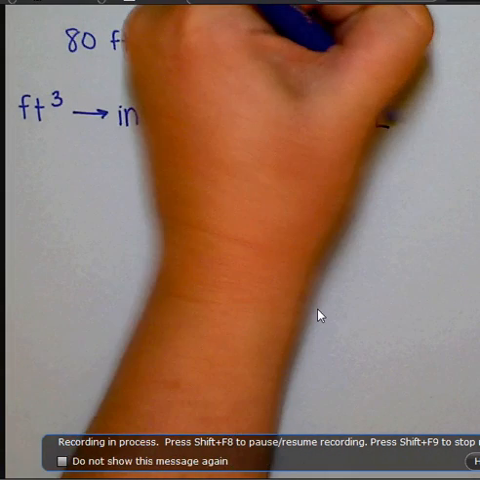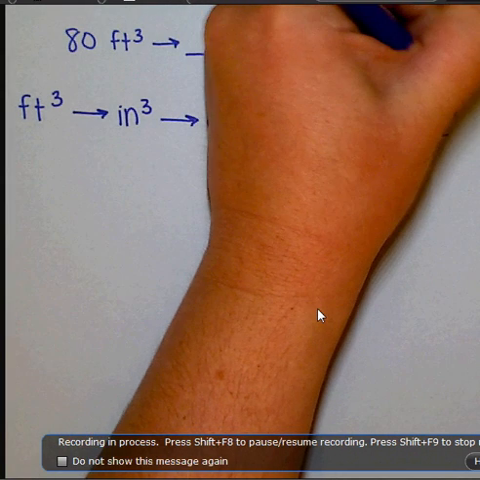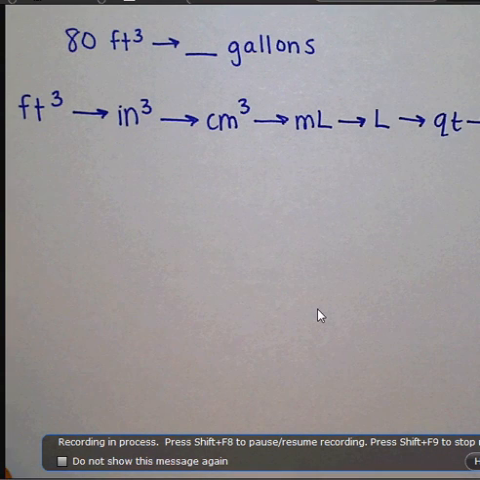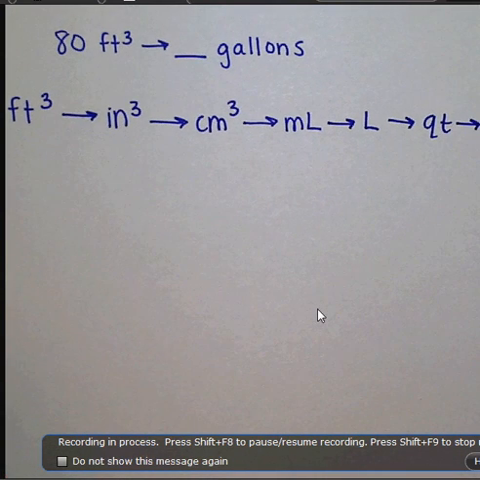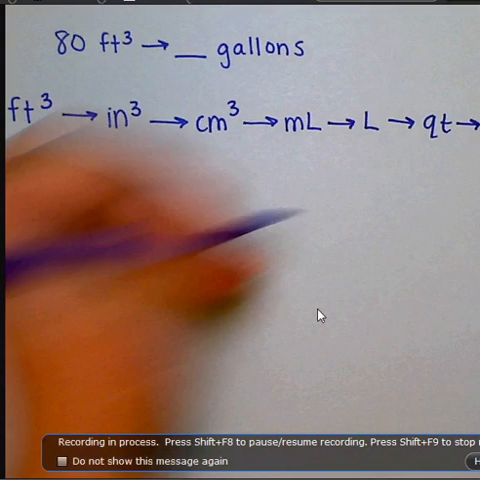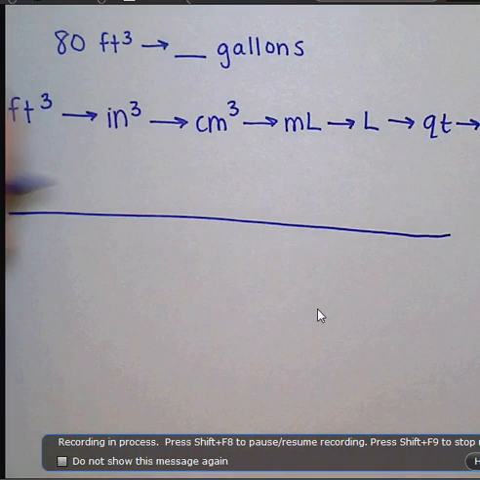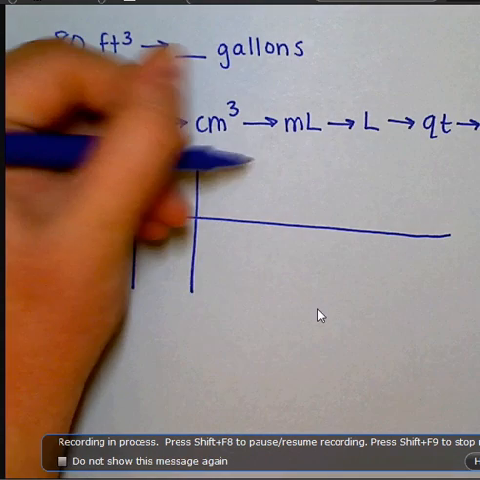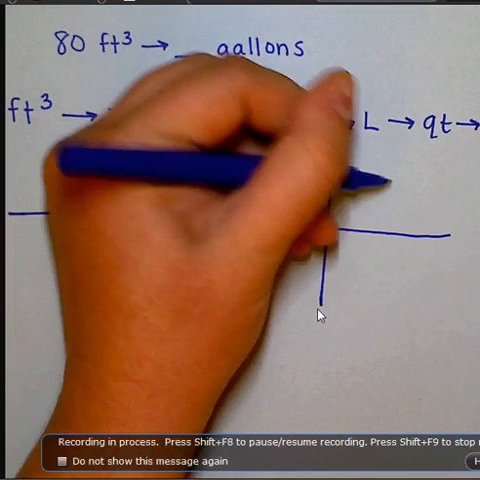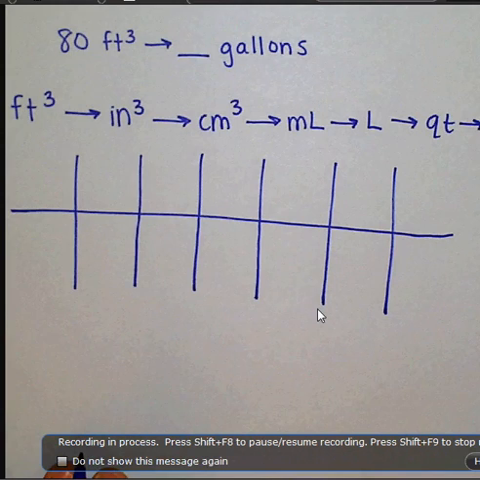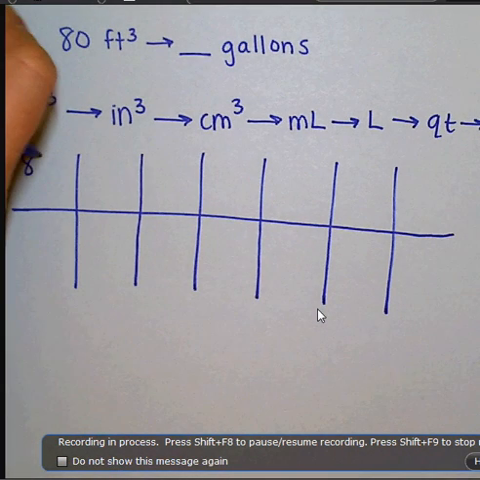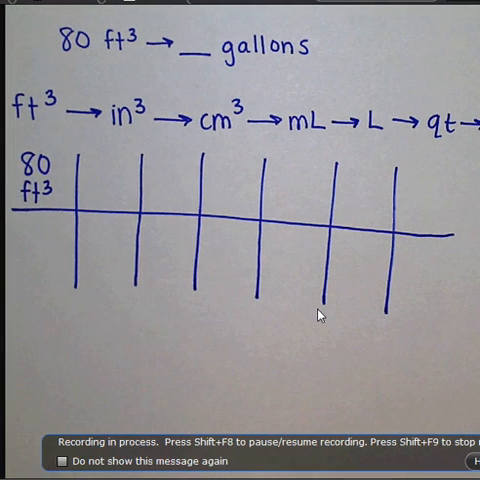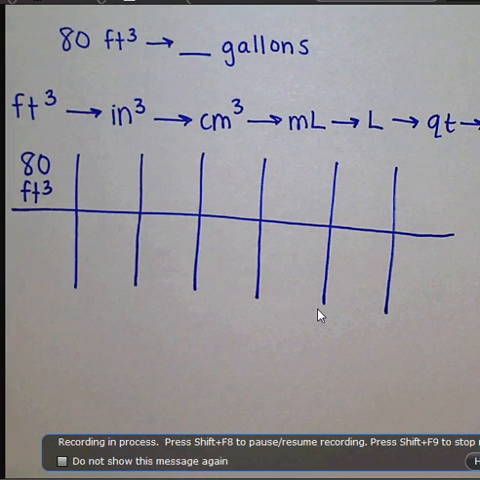Milliliters can take us to liters, to quarts, and then to gallons. For each step there, we are going to have one space in our chart. So we're going to have one for feet cubed, inches cubed, centimeters cubed, milliliters, liters, quarts, and gallons. We start with what we know, 80 feet cubed, 80 cubic feet. We do not cube the 80 because the feet cubed was already there, we're all set.